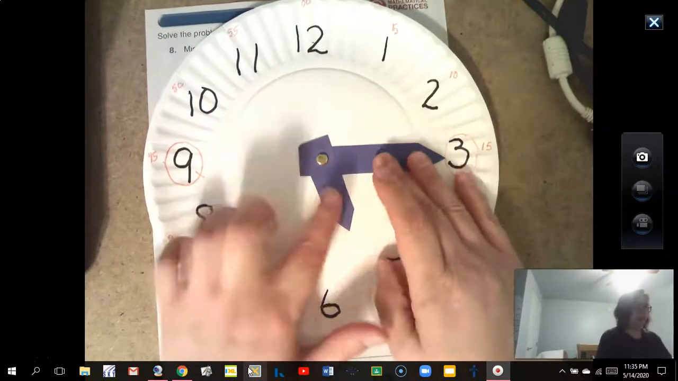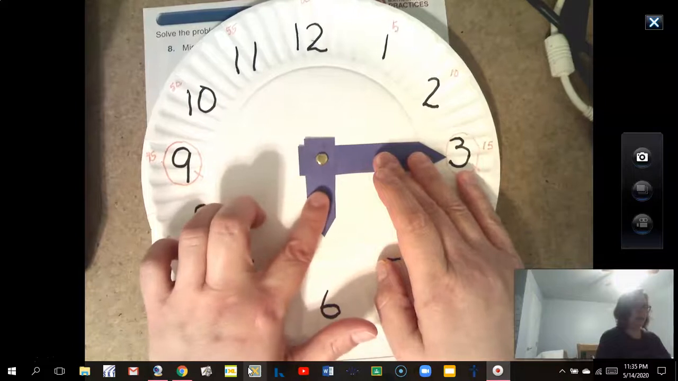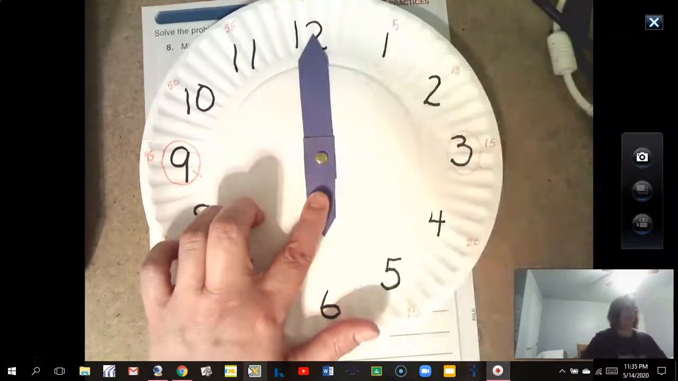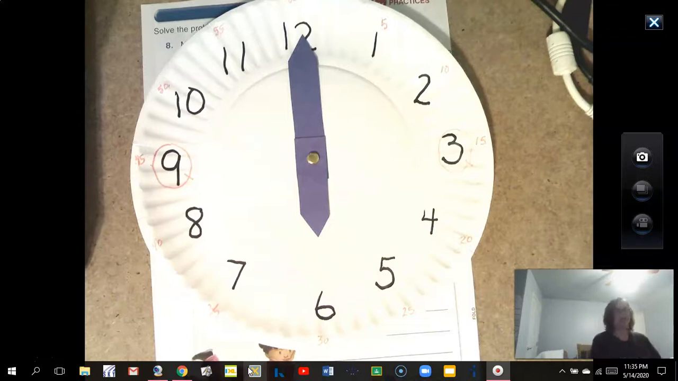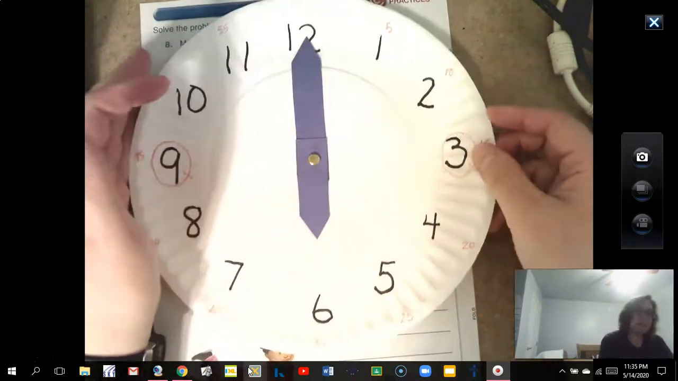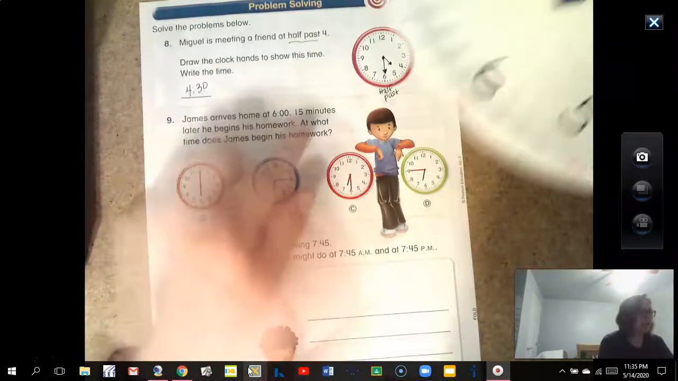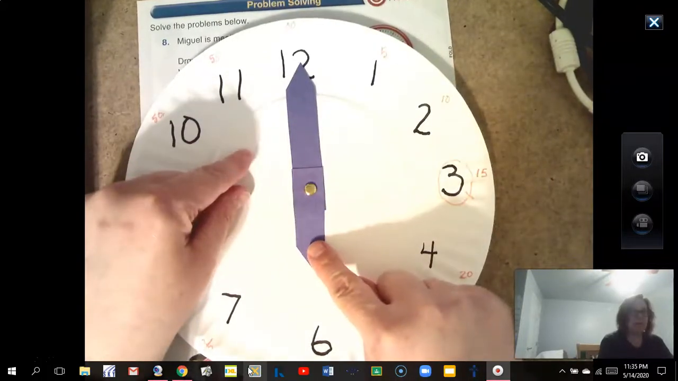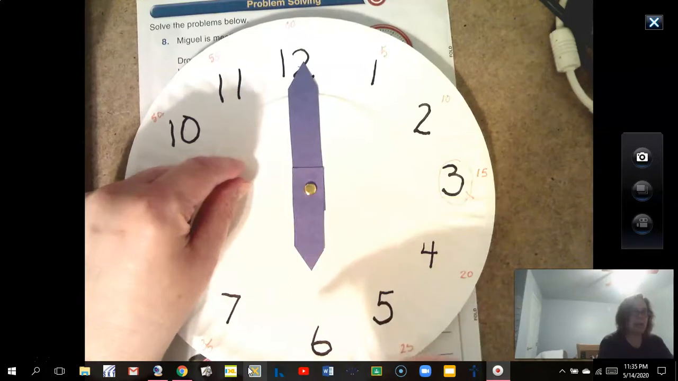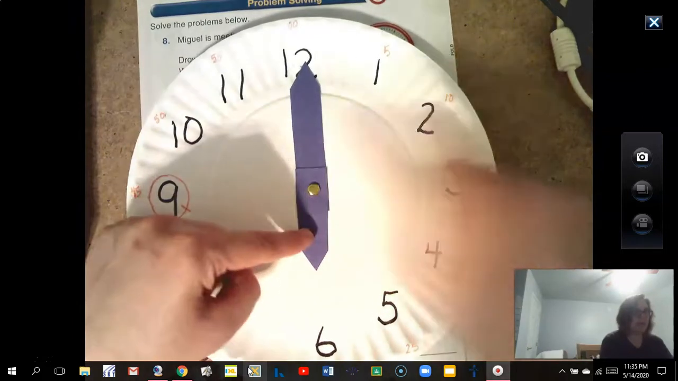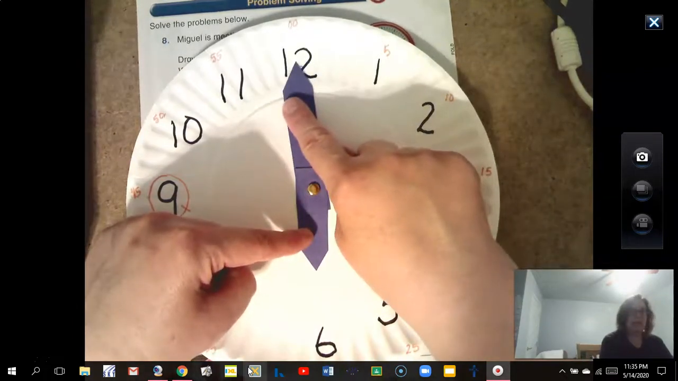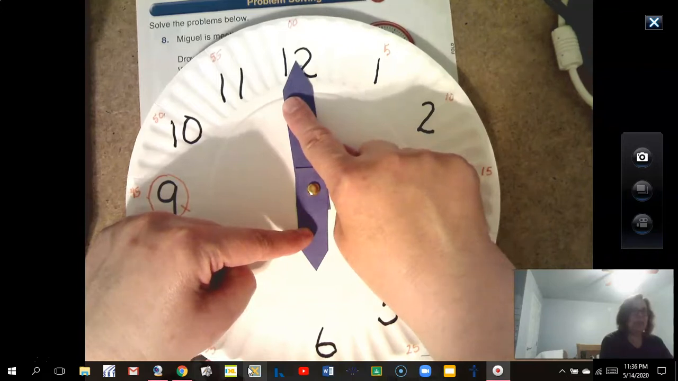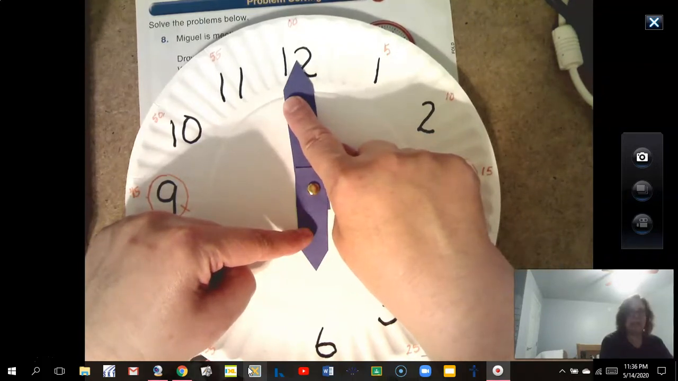All right, you should have the hour hand on the 6 and the minute hand right like that to 6 o'clock. Okay, so this is where we begin. And it says 15 minutes later. So we're not going to move this hour hand right now. We're going to focus on moving our minute hand. And how many minutes do we have to move it?